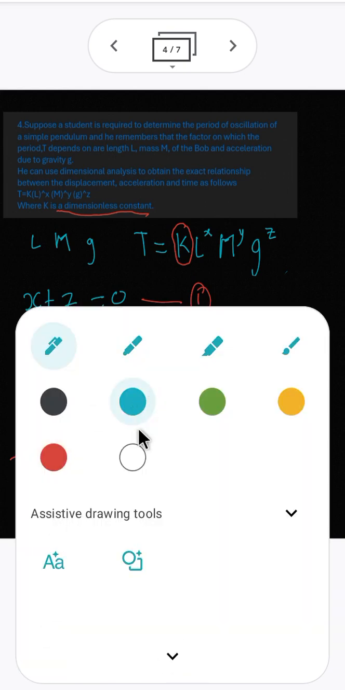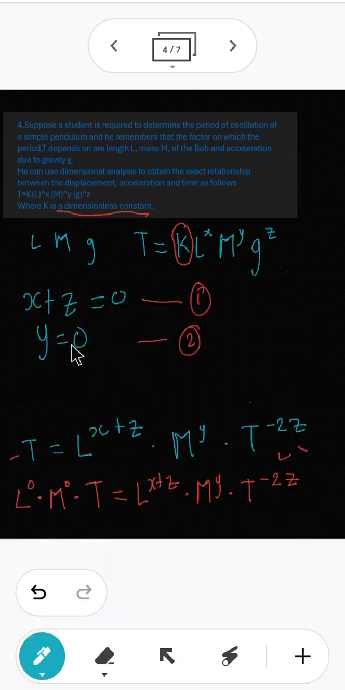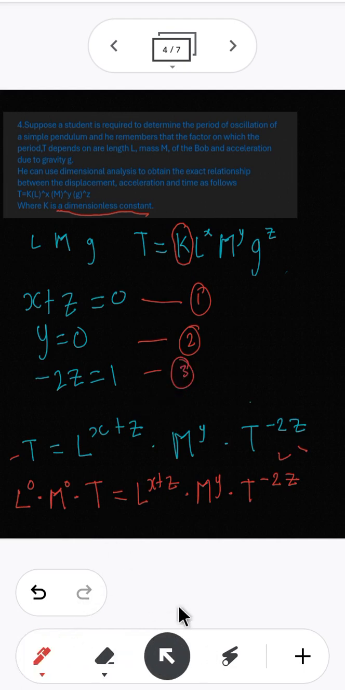Then thirdly, for T, remember T is carrying a power 1, don't forget. So we're going to have minus 2Z equal to 1. So this is equation 3. Yes, now we have the relation we are looking for, the 3 equations.